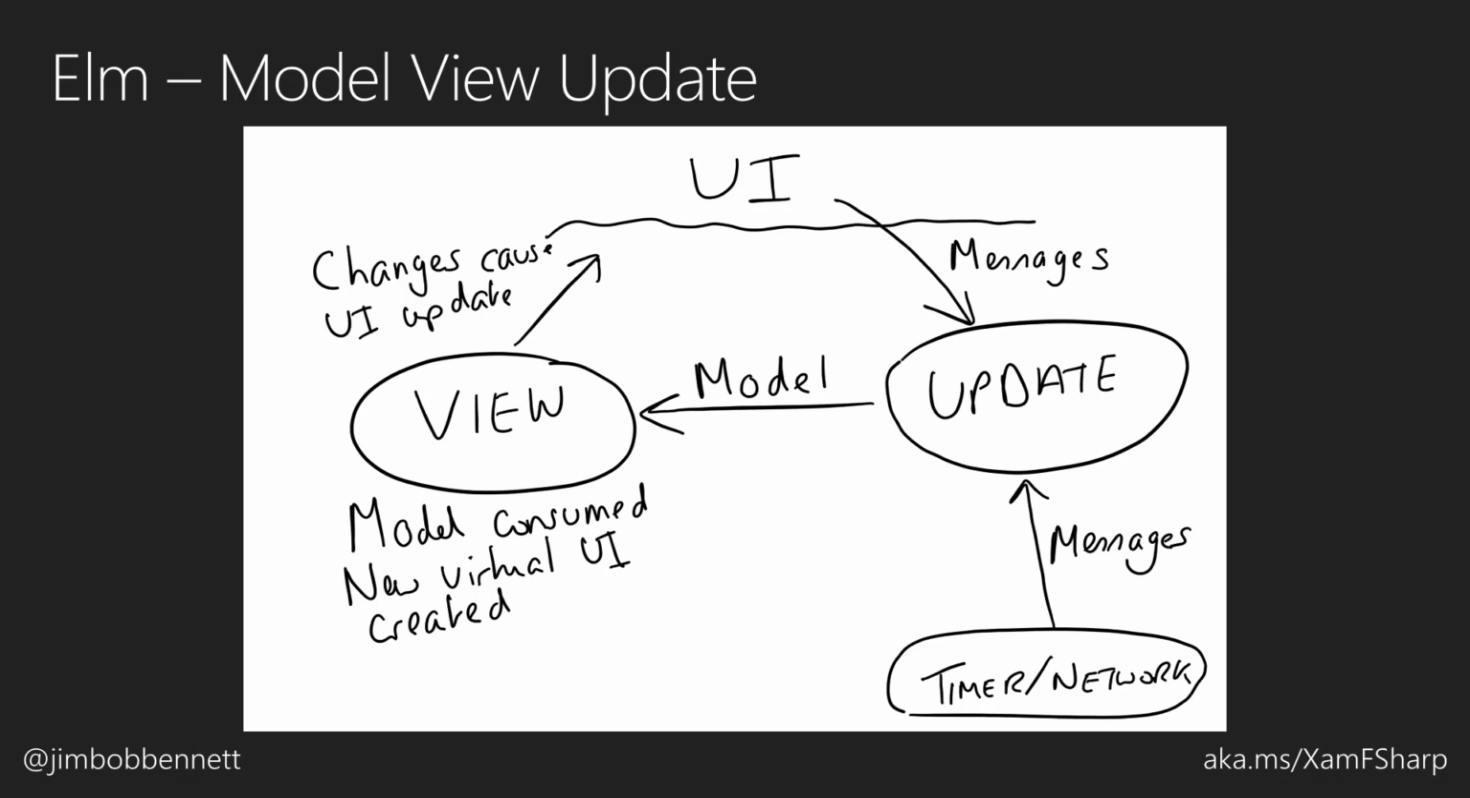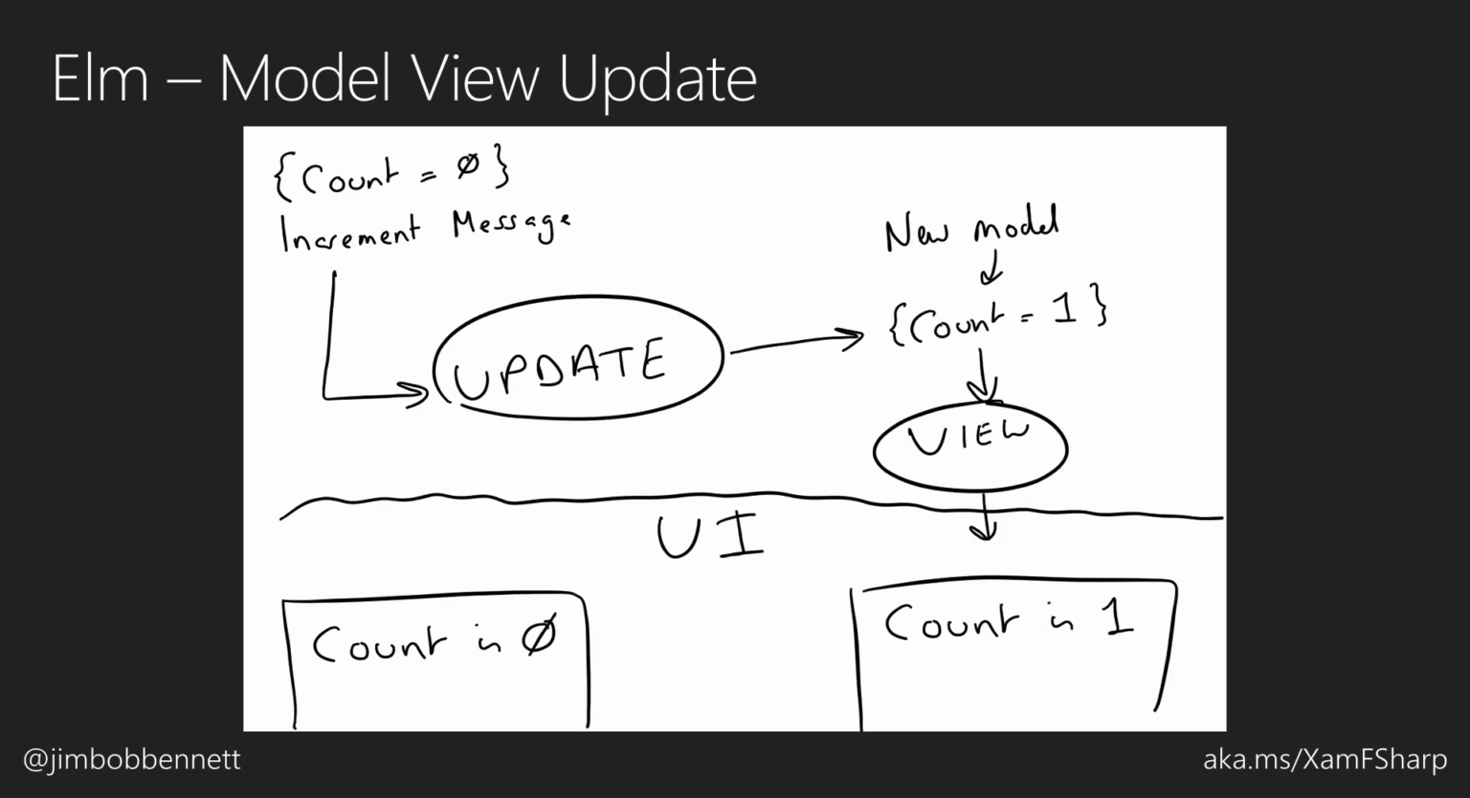So actually, let's look at this in terms of a real example. Let's look at this if we were building an Elm app to do the same click a button to increment a count type idea. So when we launch our app, our UI shows that our count is 0. And we have a model, which is our initial state of the system, which has a field on it called count, which is set to 0. We then tap the increment button. That passes an increment message and the model to an update function. This update function creates a brand new model with the count set to 1.